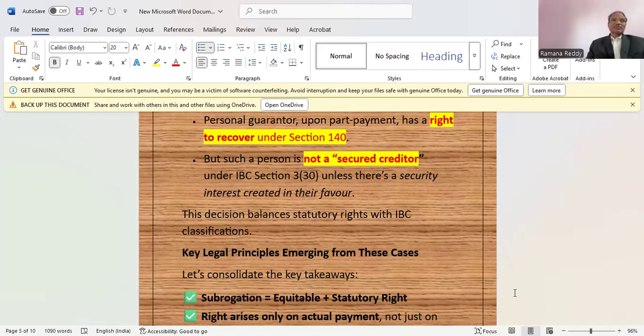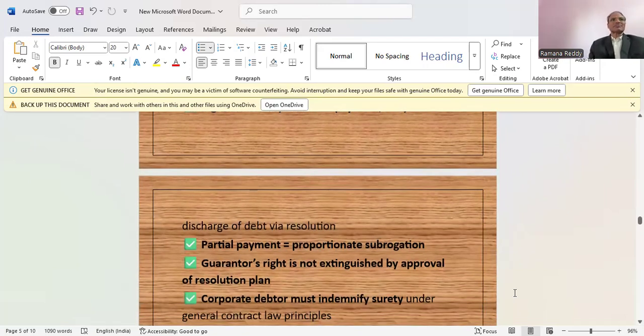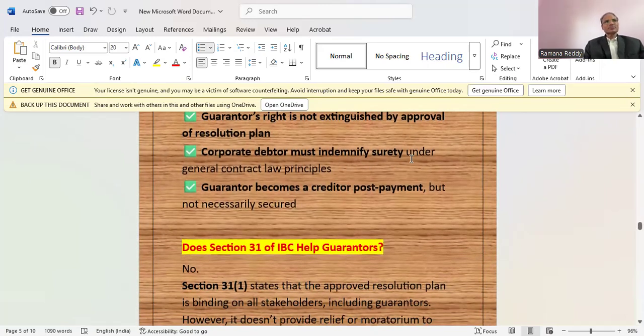Key legal principles emerging from these cases, let's consolidate. Subrogation is an equitable plus statutory right. The right arises only on actual payment, not just on discharge of the debt via resolution. So partial payment equals proportionate subrogation. The guarantor's right is not extinguished by approval of a resolution plan. The corporate debtor must indemnify the surety under general contract law principles. The guarantor becomes a creditor post payment, but not necessarily a secured one.